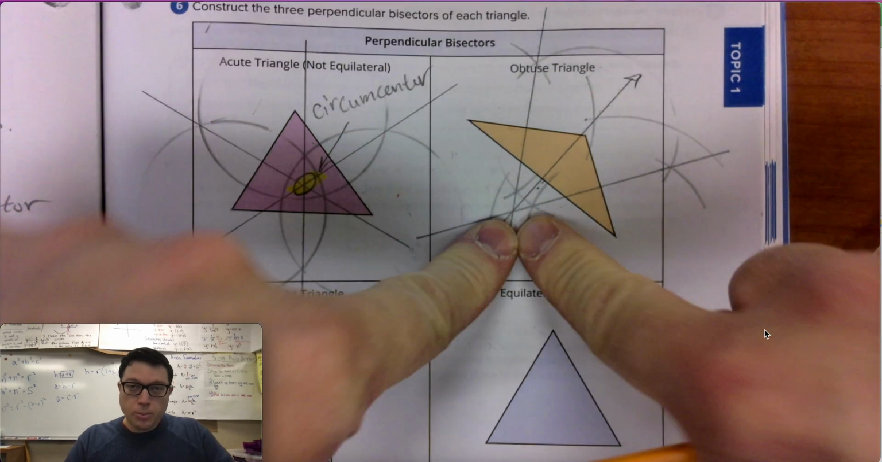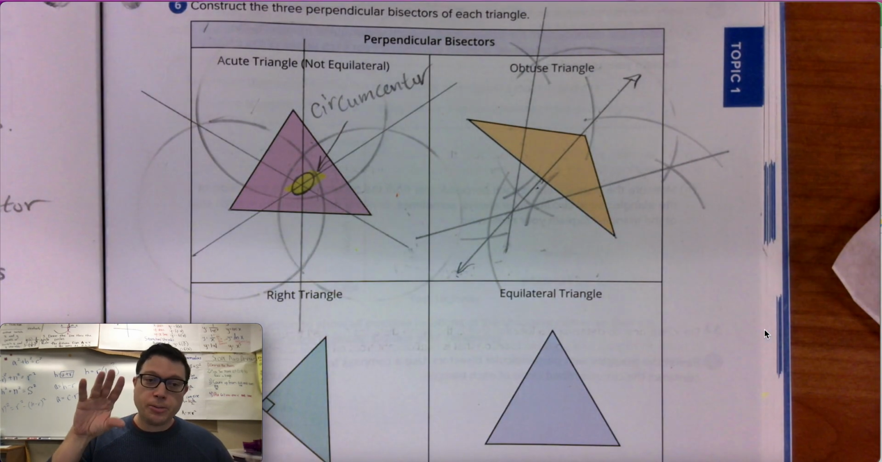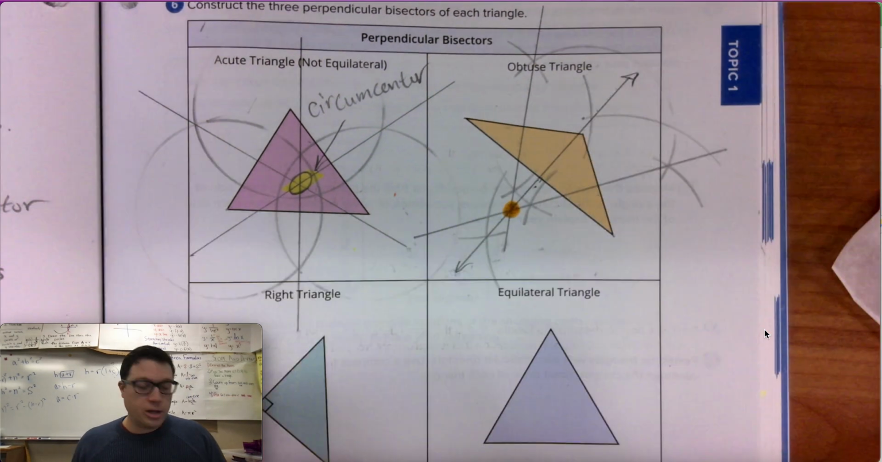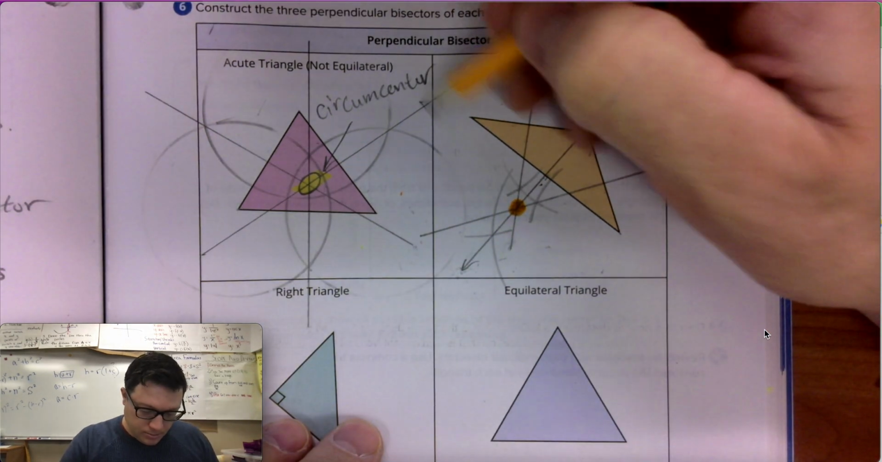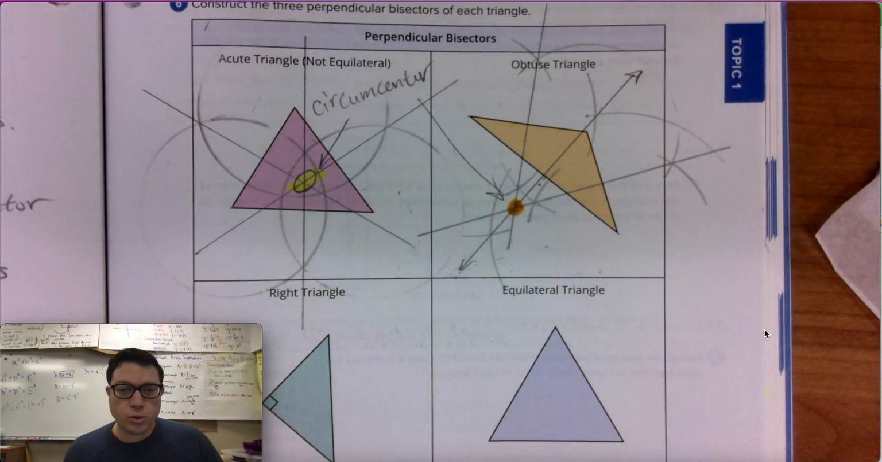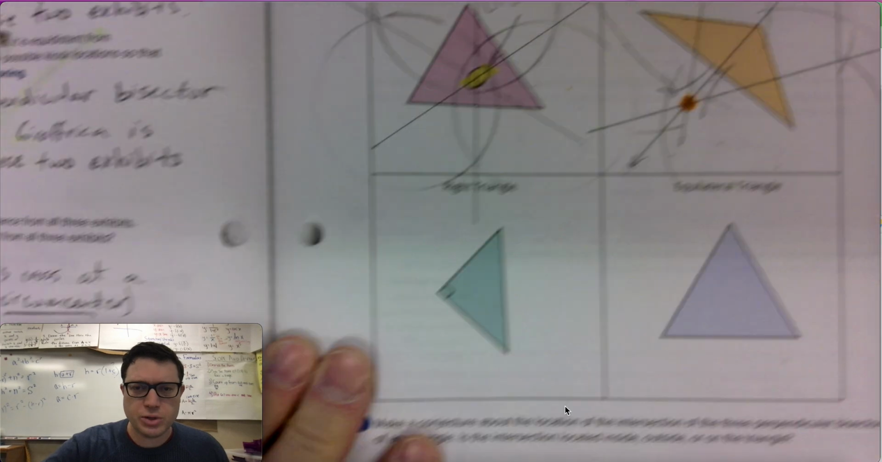All 3 perpendicular bisectors, talking again, all 3 perpendicular bisectors come together at that location. That makes that the circumcenter of the triangle. Go to the next one, right triangle. See if I can zoom in, reset my window.